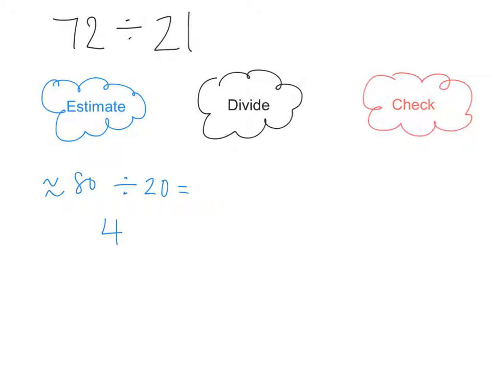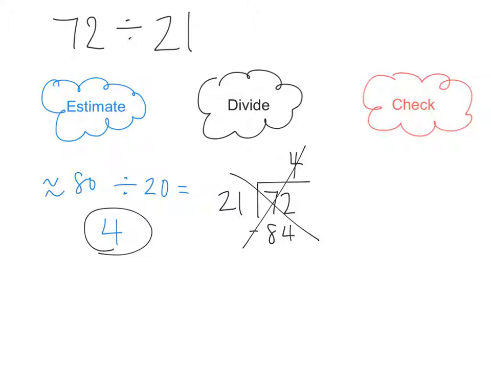So let's do that. Let's do 72 divided by 21. Let's set up our standard algorithm. Okay, because my estimate was 4, I'm going to try 4 up here. Let's do 4 times 21. What's 4 times 21? 84. So did that work for us? No. It's too big, isn't it?